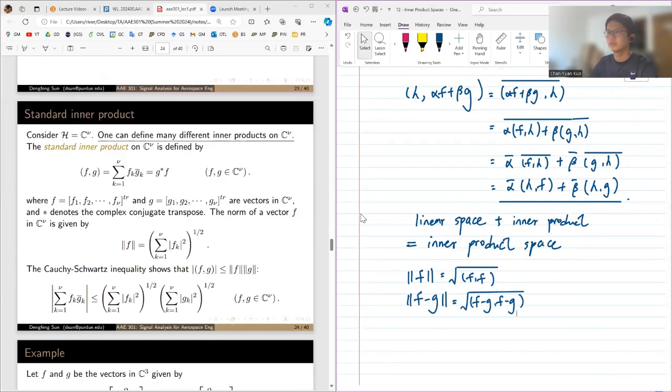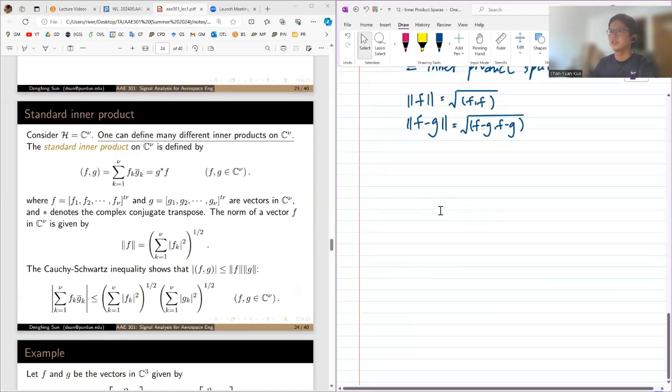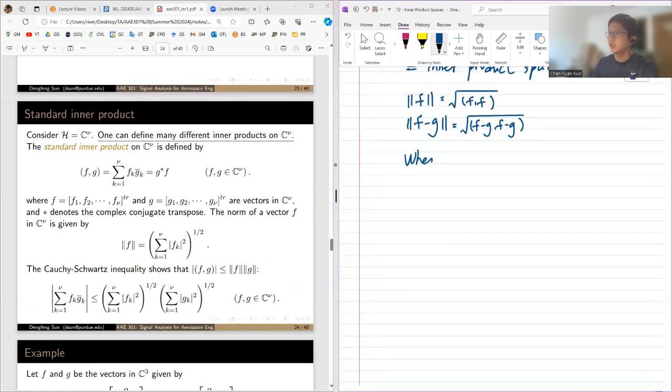Okay. And when the linear space H is C nu, there are actually many ways to define an inner product. And the standard way is this one. The inner product of F and G is equal to the complex conjugate transpose of G multiplied by F.